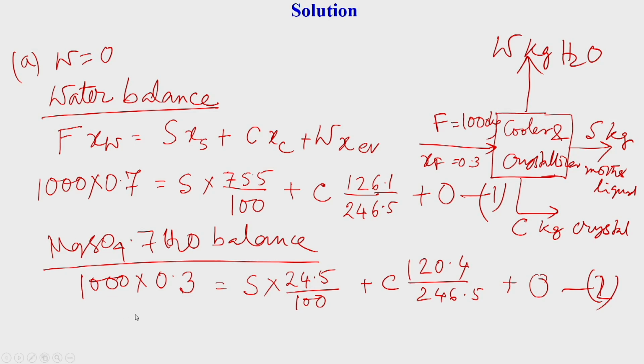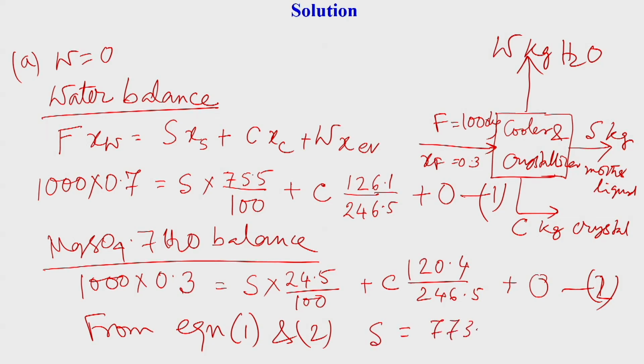So, from equations 1 and 2, if we do the manipulation, we will be getting S equal to 773.66 kg. So, that is the mother liquor.